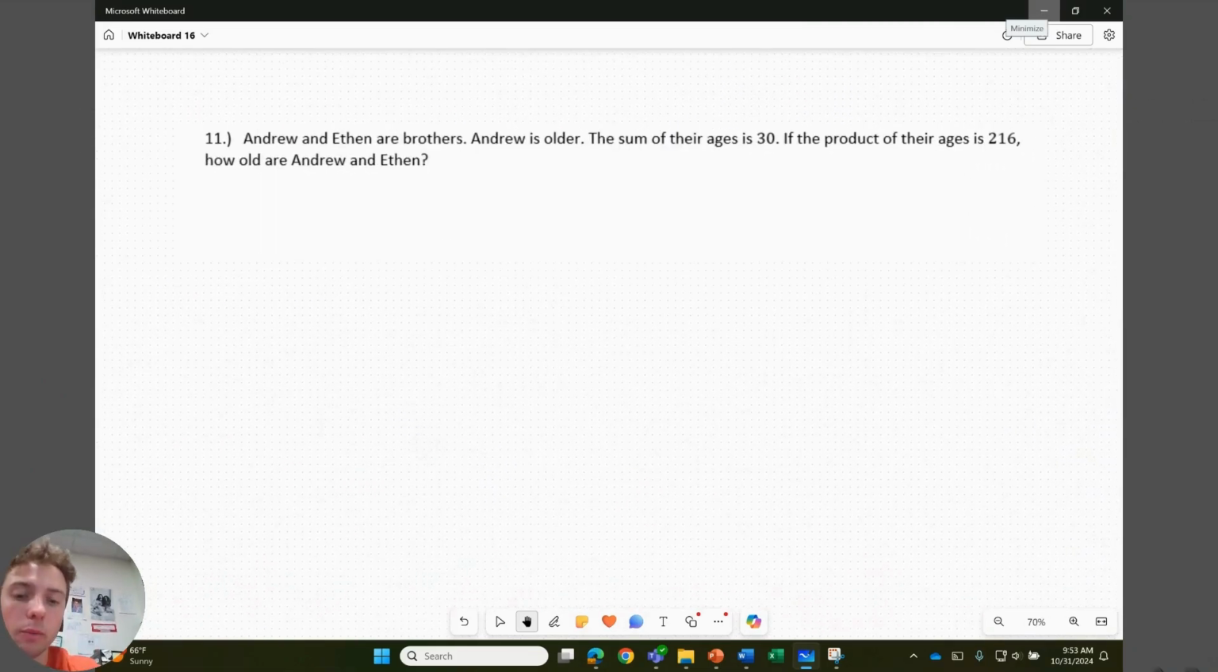Another interesting one we might look at, we'll just create the equations for this one. We won't necessarily solve it. What it says is Andrew and Ethan are brothers. Andrew is older. The sum of their ages is 30. Well, let's say that Andrew's age is just the letter A. Let's say Ethan's age is the letter E. We know that the sum of both of those ages, sum is addition, is 30. Remember, the word is means equal in math.